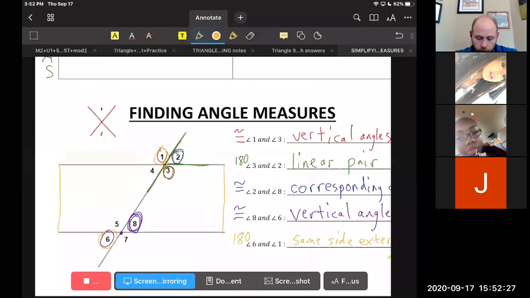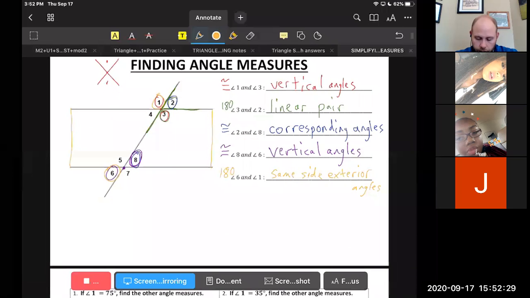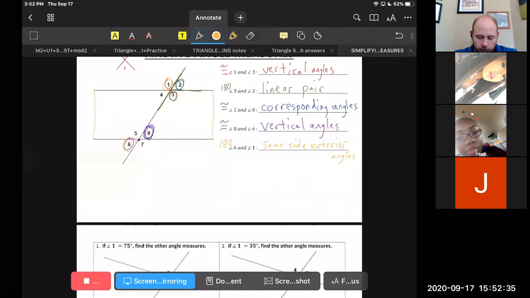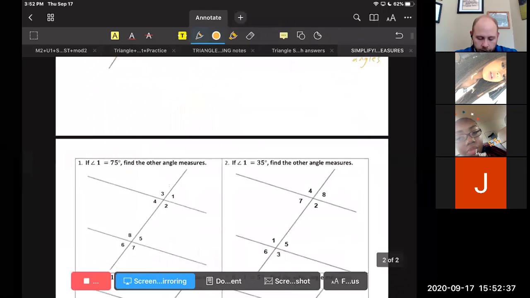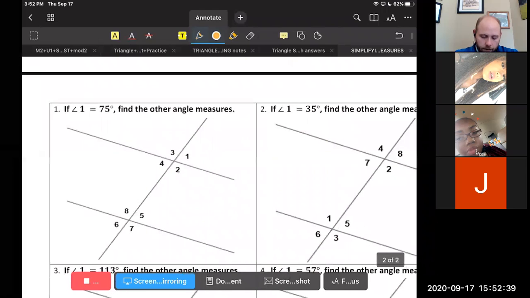So there's a little review for you. Little cheat sheet, a little rainbow review, all my different colors. Now I told you about a pattern, and I'm going to show you the pattern now. If angle 1 was 75 degrees, find all the other measures.